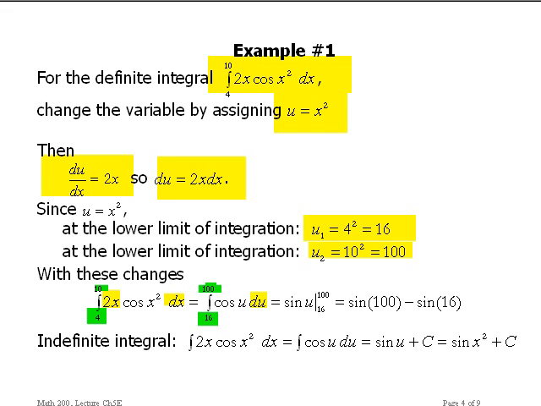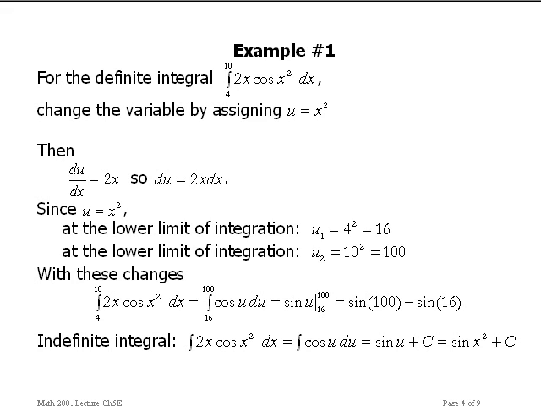I can integrate that easily and get sine u, evaluate it at 100, and subtract from that the value of sine at 16. Remember, even though the numbers don't look like they have pi's in them, they are still in radians, meaning that your calculator must be set to radians to work out the rest of this problem. That is how you would evaluate this definite integral. If the same 2x times the cosine of x squared was presented as an indefinite integral, then I'll show you what you have to do. Let me erase everything.